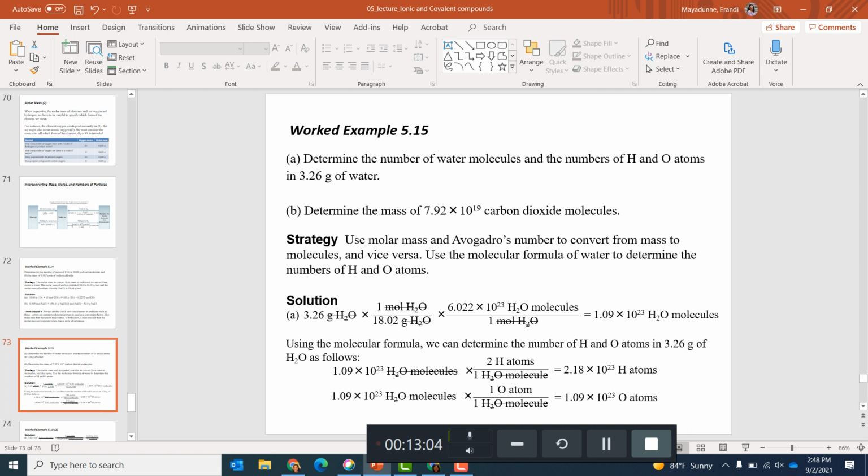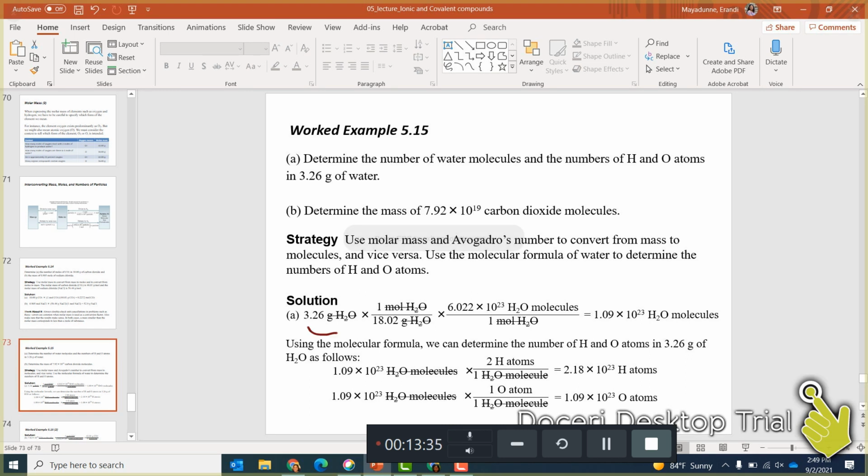I have another question. Determine the number of water molecules and the number of hydrogen and oxygen atoms in 3.26 grams of water. In order to find the water molecules, I have my given mass, and now we have to convert into molecules. So first you have to convert into moles. In this step, you convert to moles of water, and then they multiply by Avogadro's number in order to convert to molecules.